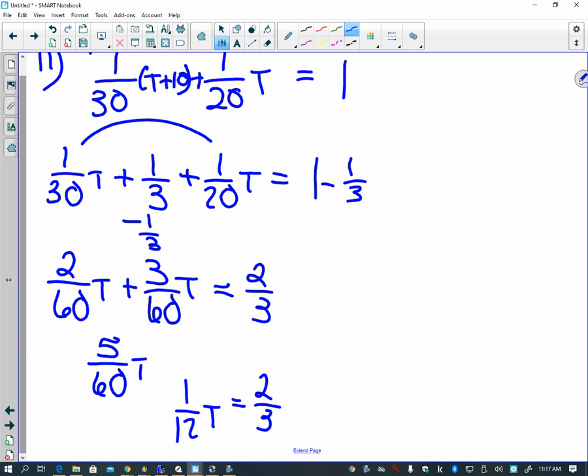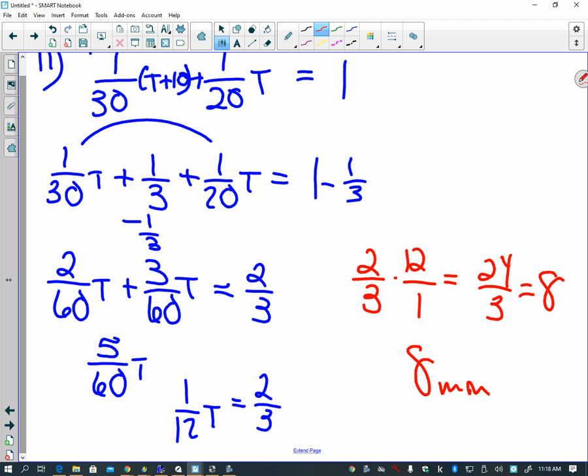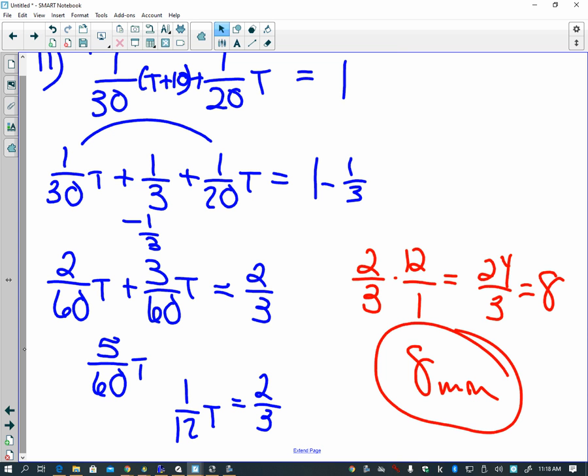So we're going to come over here. 2/3, we're going to multiply that by 12 over 1. That's going to give me 24 over 3, which is 8. 8 what? Minutes, because everything has been in minutes up to this point. If they threw in minutes and hours, we would need to get it into a common time term. But everything they gave me was in minutes, so our answer is in minutes. Does that make sense?